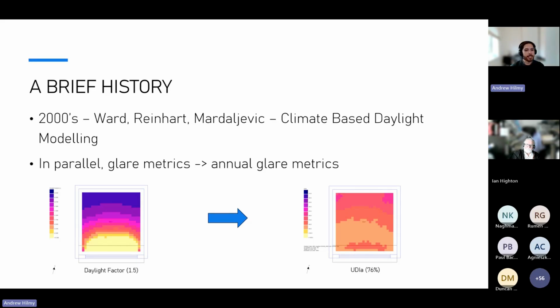And in parallel at the same time, the glare metrics kind of followed a similar sort of development timeline. So people started to become interested in glare metrics, not just point-in-time glare metrics with a fixed view, but annual glare metrics, which were quite useful for quantifying the risk of glare throughout the year.